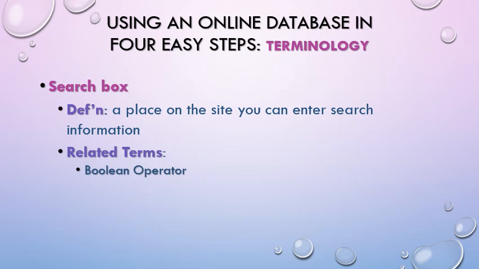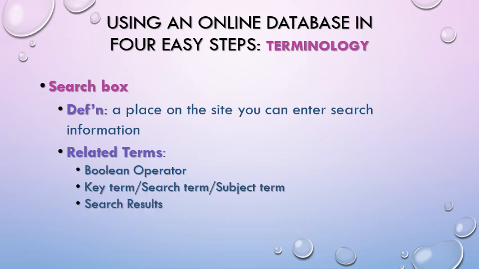All right, now that you can use Boolean operators to narrow down or open up your search terms, we need to talk about search terms. Key terms, search terms, subject terms, these are all relatively interchangeable. Different databases will use different words to describe this thing. And then when you use your search terms, you get your search results.